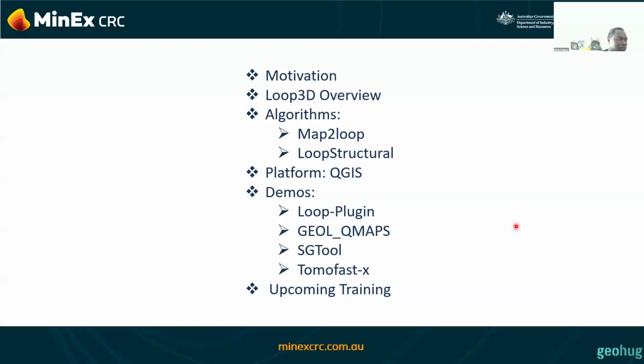So a little bit of content. We talk about why we do this, and then give you a little bit of overview of Loop 3D and the algorithms involved, then the platform, which is QGIS, and why. Then I'll wrap up by showing different demos of the plugin for 3D modeling, structural modeling, and geophysical modeling, as well as some acquisition tools that we have to bring into the same place legacy data and data you acquired in the field, and then end up with the training we will be running next year.